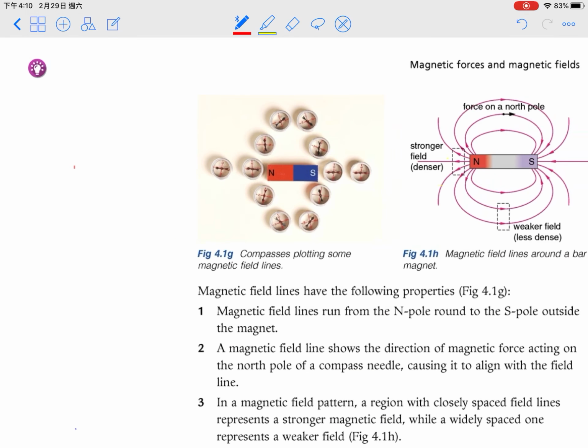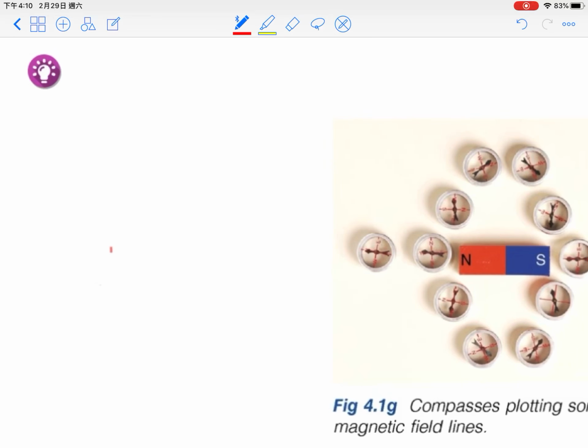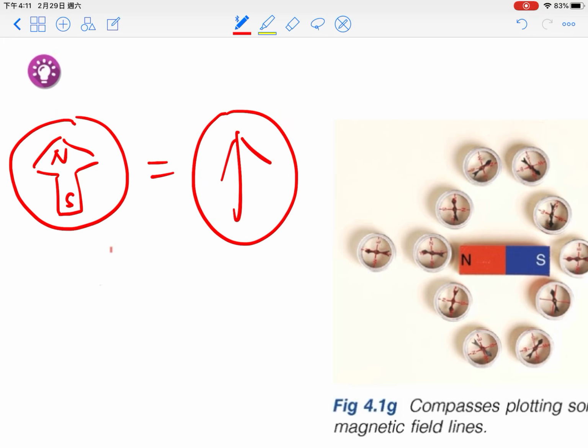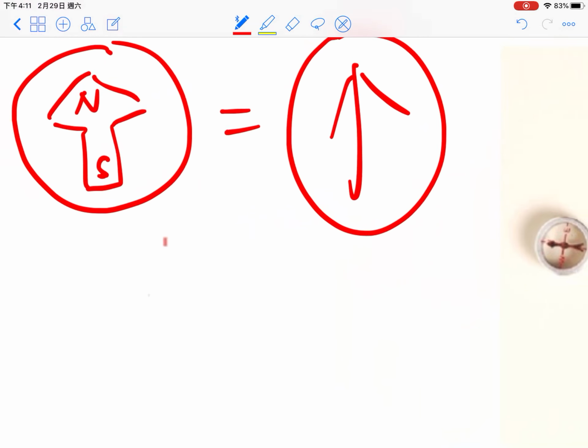Another very important thing is to use a compass. So what do you know about a compass? A compass is a circle, right? With an arrow inside. The tip of the arrow means north, points to the north, right? And south here. So this is the structure of our compass. We can also use an arrow to represent it. The needle of the compass is a magnet.